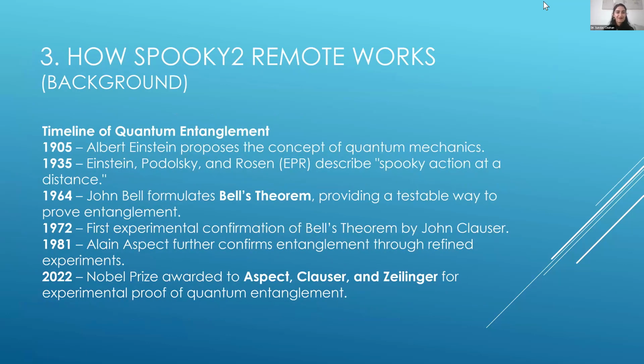Okay, so this is a timeline of quantum entanglement where I have the dates, which is great because I couldn't remember a second ago. In 1905, Albert Einstein proposed the concept of quantum mechanics. In 1935, Einstein, Podolsky, and Rosen described spooky action at a distance. Yeah, that's how that phrase became very popularized. In 1964, John Bell formulated Bell's theorem, providing a testable way to prove entanglement. And then the first experimental confirmation of Bell's theorem was done by John Clauser in 1970. So the first experiments were done in the 1960s, and then they were repeated again a couple of decades later. And then, like I said, the Nobel Prize was awarded.